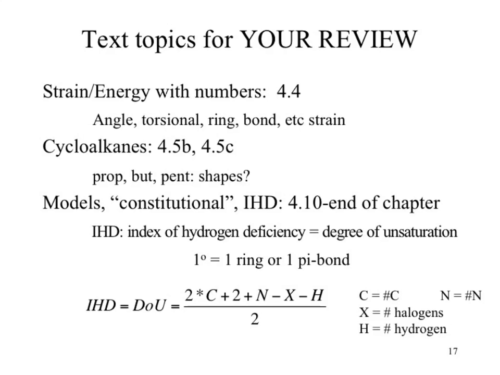For instance, your angle strain. We have an angle strain in a cyclobutane. Why? What's the bond angle in cyclobutane? 90 degrees, but that carbon is sp3 hybridized, which means the bond angle needs to be 109.5. There's an angle strain. We've crunched that angle down tighter.